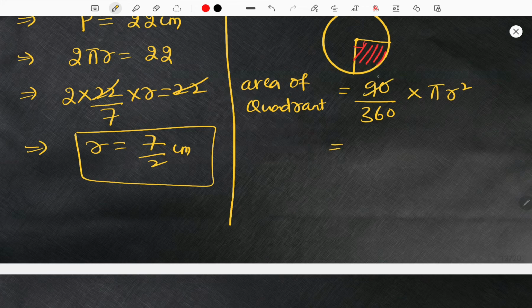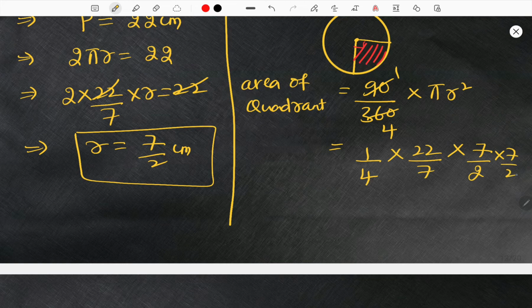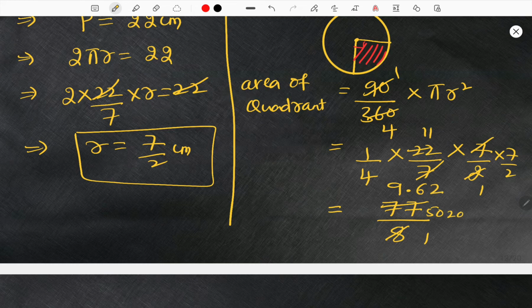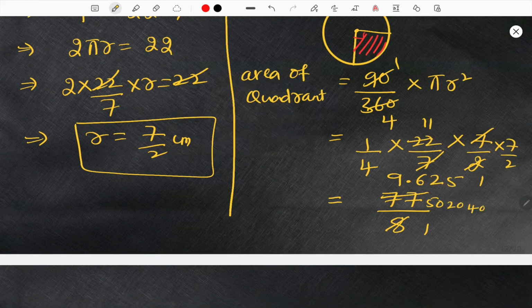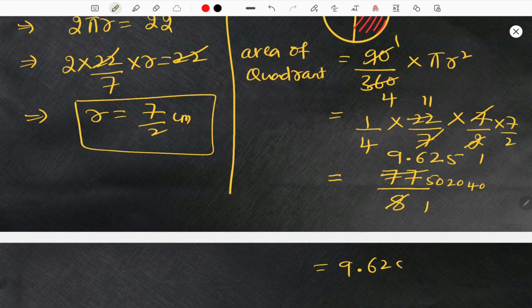Alright, so 90 by 360 becomes 1 by 4 into pi is 22 by 7 into r square means it becomes 7 by 2 into 7 by 2. 7 get cancelled, and 2 ones are 2, 11s are, and 11 into 7 becomes 77, then divided by 4 into 2 is 8. Alright, so 8 ones are 8, 9s are 72, 5 is the carry, then 8 6s are 48, then 2 is the carry, 8 2s are 16, then 4 is the carry, then 8 5s are. So that's why it becomes 9.625 centimeter square. So this is the area of quadrant.